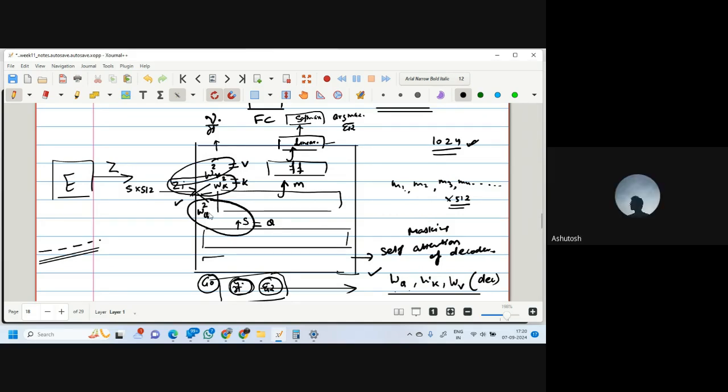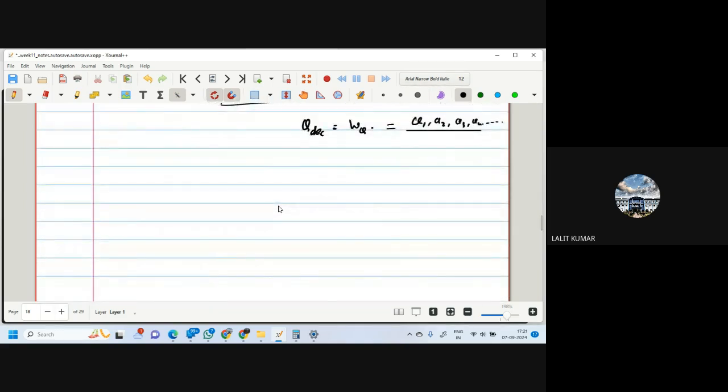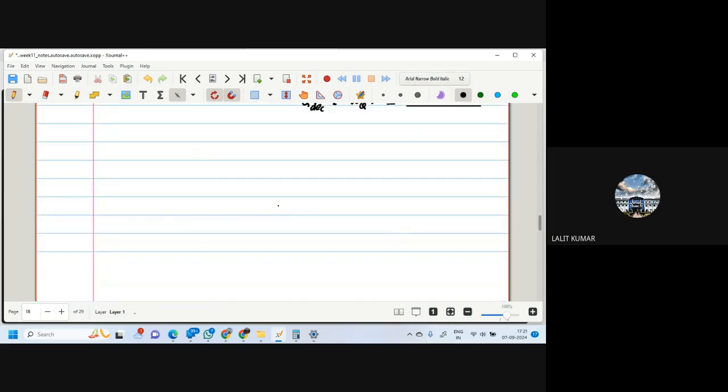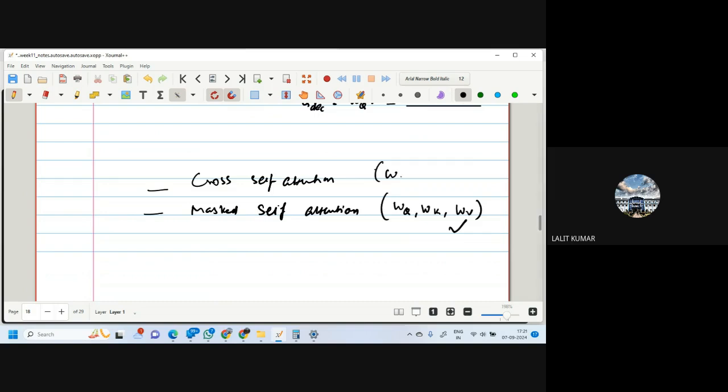So this is how your decoder part works. The decoder has four main concepts which you should understand. One is the masked self-attention. Here you have W_Q, W_K, W_V. They are different. Then you have cross attention. Again here you have W_Q, W_K, W_V, which are different. You can call them two.